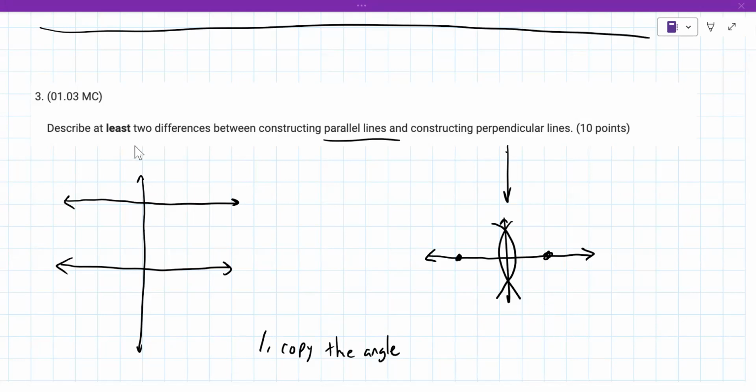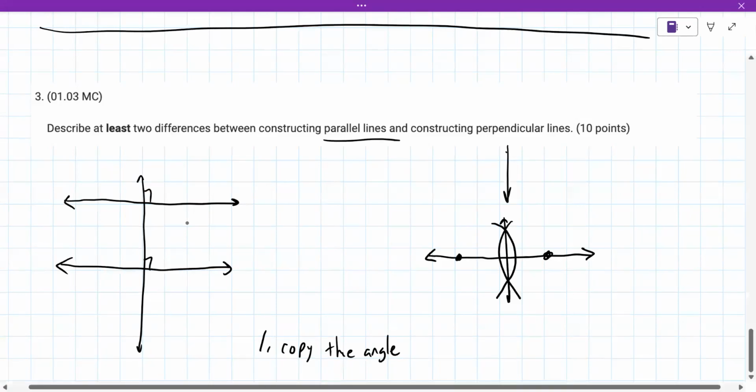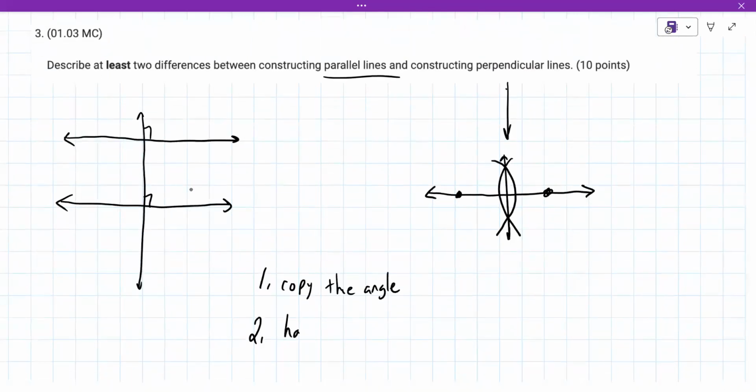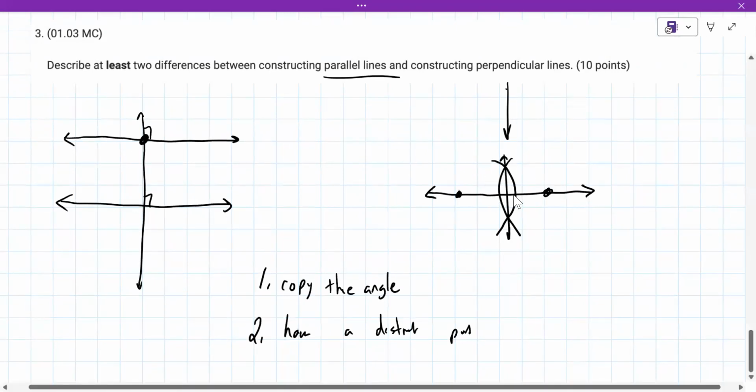So after you copy the angle, that allows you to construct parallel lines. The other thing is with parallel lines, you have a distinct point. You have to create some point away from the line, whereas with perpendicular lines you just have points on the line.